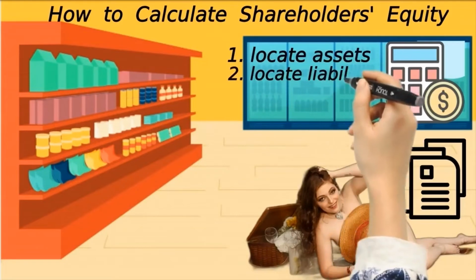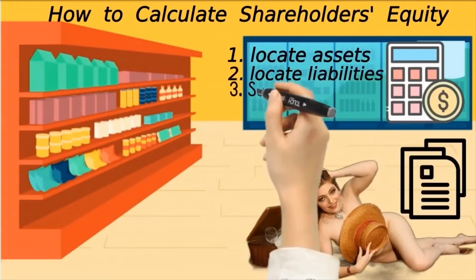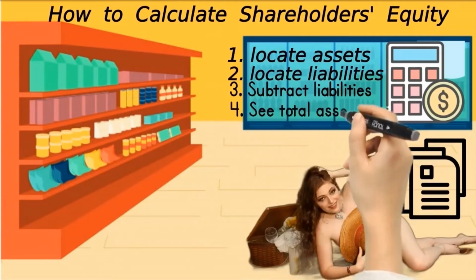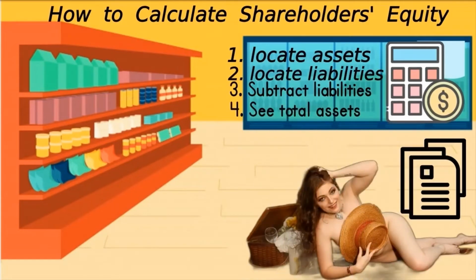Locate the company's total assets on the balance sheet for the period. Locate total liabilities, which should be listed separately on the balance sheet. Subtract total liabilities from total assets to arrive at shareholder equity. Note that total assets will equal the sum of liabilities and total equity.